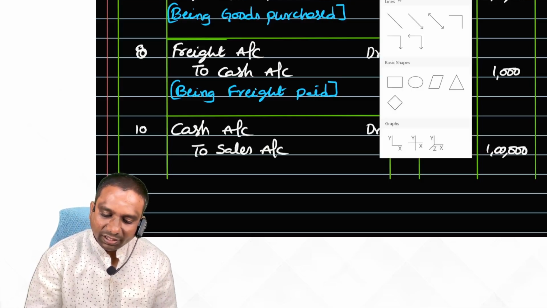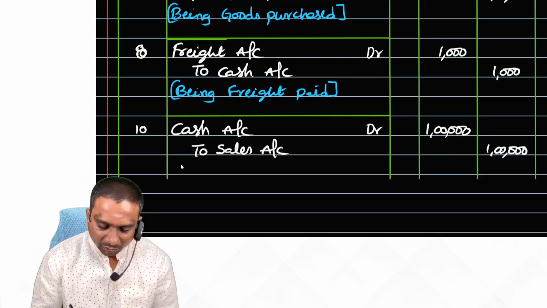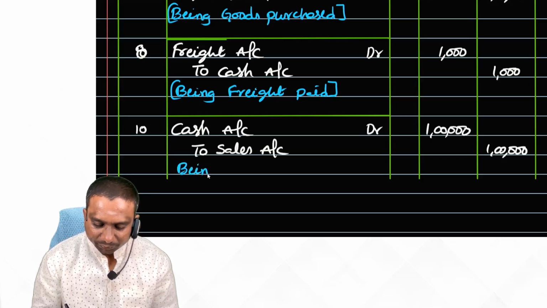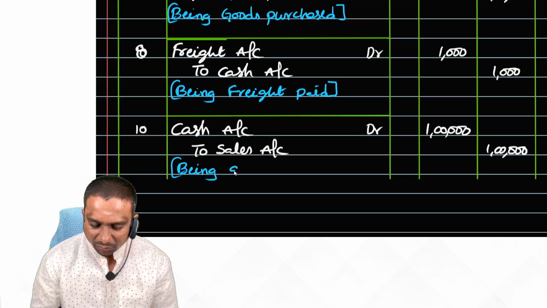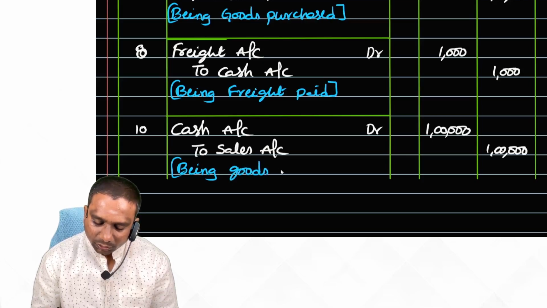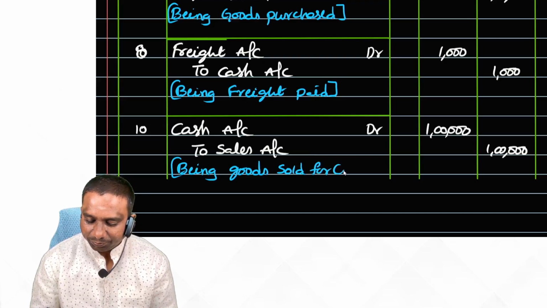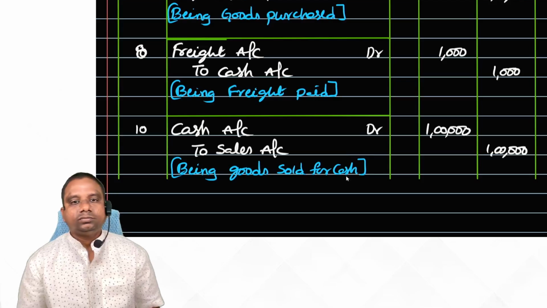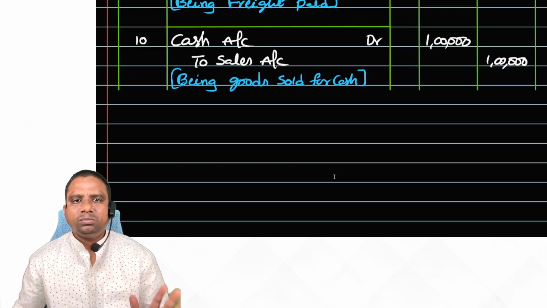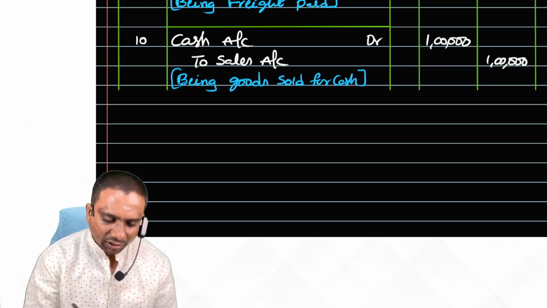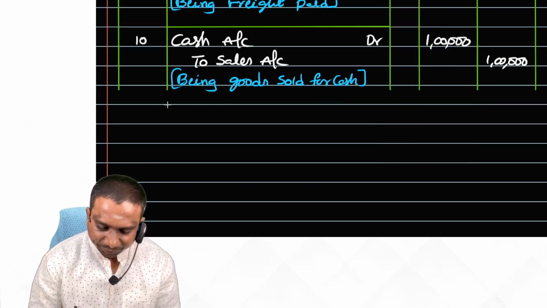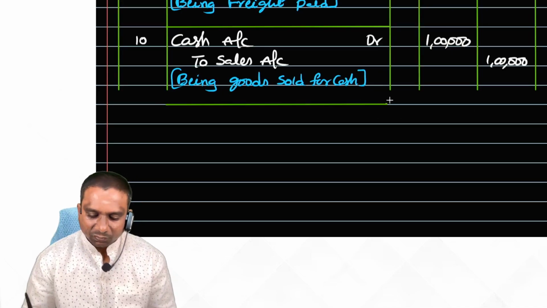What is the narration we write? Being goods sold. If you want, you can write this also: being goods sold for cash. Or simply you can write being goods sold. No problem at all. Next one.